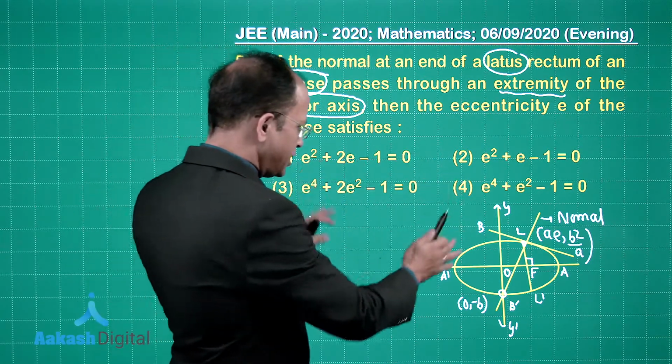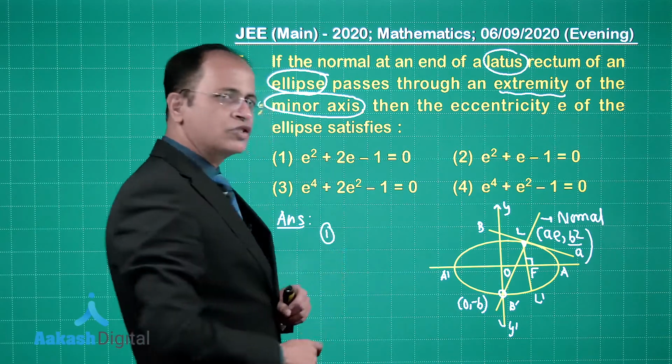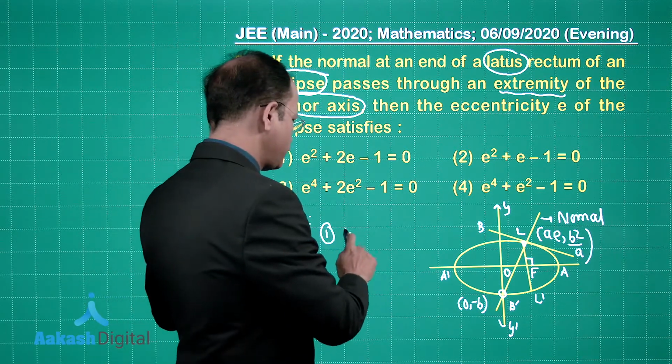Now to get all these relations, what are the things you have to do? Just have a look at it. First of all, you have to find the equation of the normal.